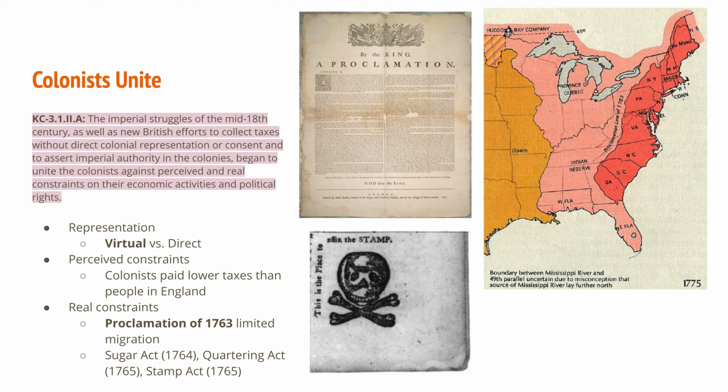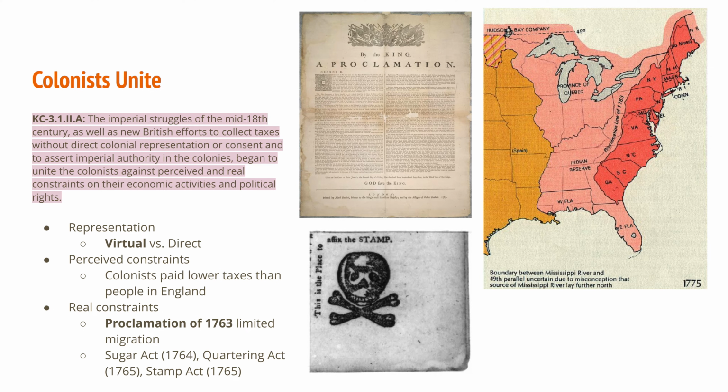So let's begin here with the representation that the colonists were seeking in Parliament was direct representation. That means that they wanted to elect members of parliament that would directly represent the interests of the people living in the colonies. The parliamentary response to this was that the colonists were already being represented in parliament by virtue of virtual representation. This means that parliament is going to represent the interests of all British subjects, regardless of whether or not they had an opportunity to vote for those members of parliament.